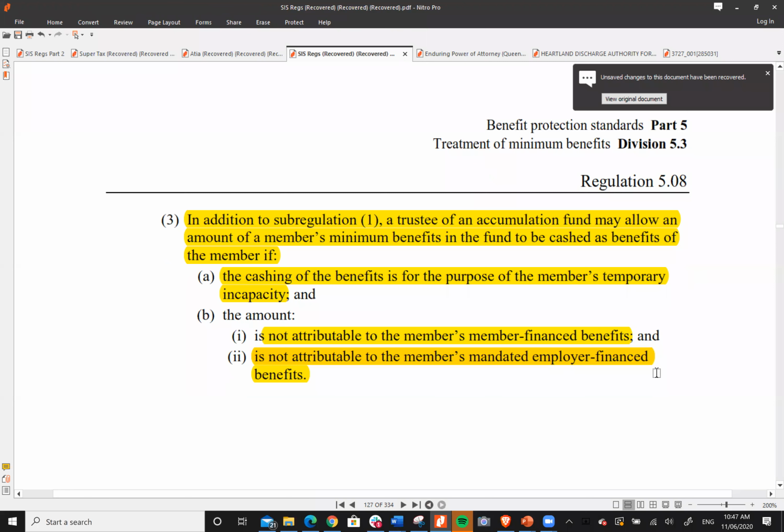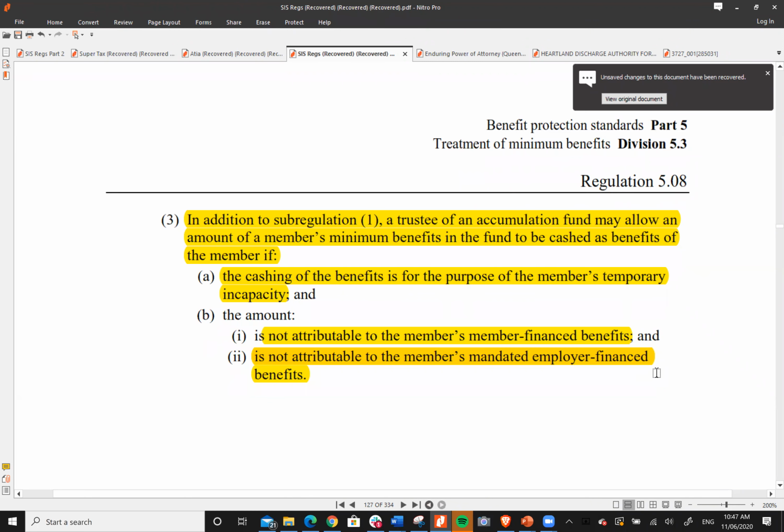So that effectively is your SGC. So here's the deal, a couple of things. Inside our fund, we've got benefits we've put in, that's the member, and as a consequence of that, there'll be earnings on those. We've also got SGC put in by an employer and earnings on those.